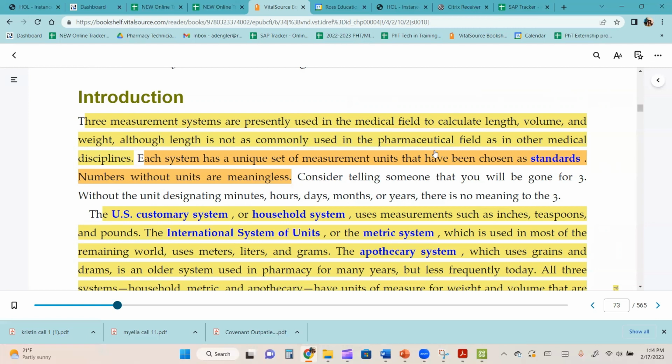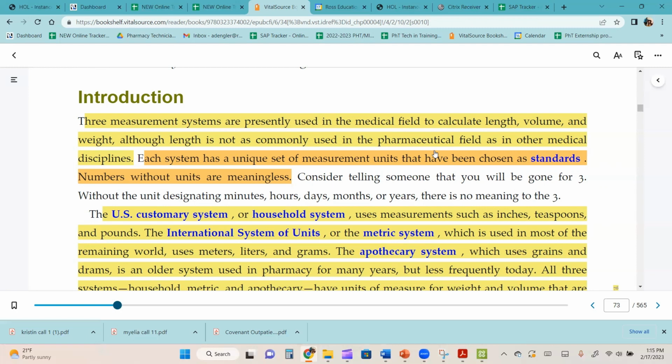The U.S. customary system, or the household system, that is what we currently have adopted in the U.S., uses measurements such as inches, teaspoons, and pounds. The international system of units, or the metric system, which is used in most of the remaining world, uses meters, liters, and grams. So that is what we use in pharmacy, the metric system: meters, liters, and grams.